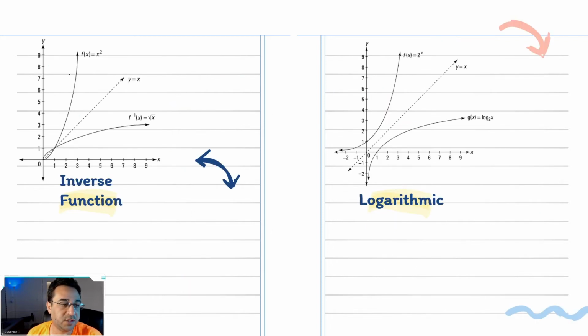Now for inverse functions, if you have a function f of x equals x squared, then this is how its graph looks. And y equals x, this is how the graph looks. f inverse of x equals the square root of x, this is how the graph looks. For logarithmics, if you have f of x equals 2 to the power of x, that can be written in the logarithmic form g of x, or you can say f of x, same thing, equals the logarithm base 2 of x. In this case, it can be written in this way.